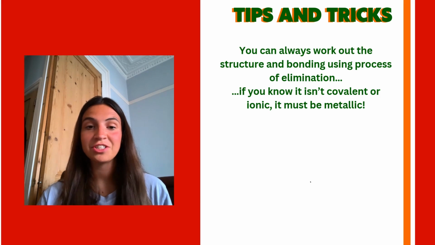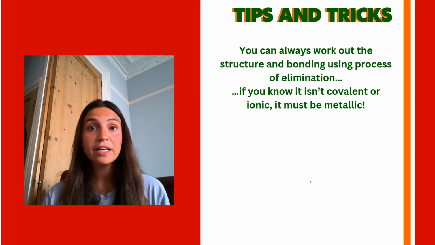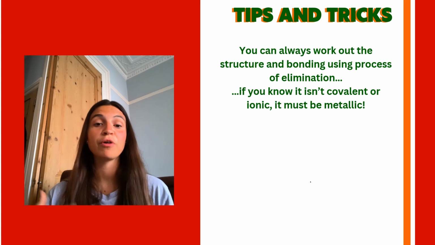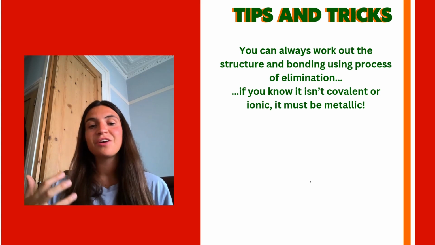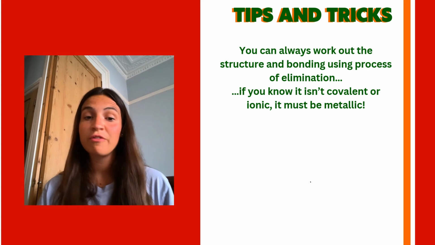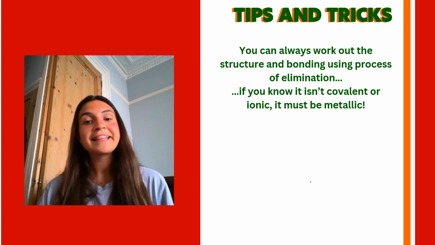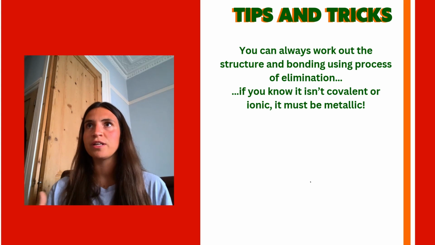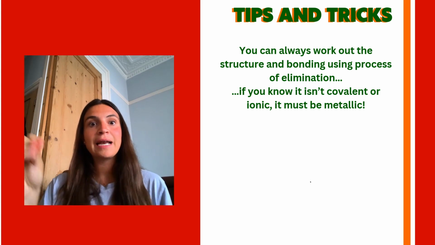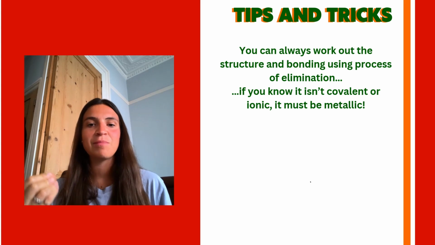Tips and tricks for this section. So the first one is we're working as a process of elimination here when we're looking at structure and bonding. So for example, if you know it's not covalent and you know it's not ionic, then you can come to the conclusion that it must be metallic.